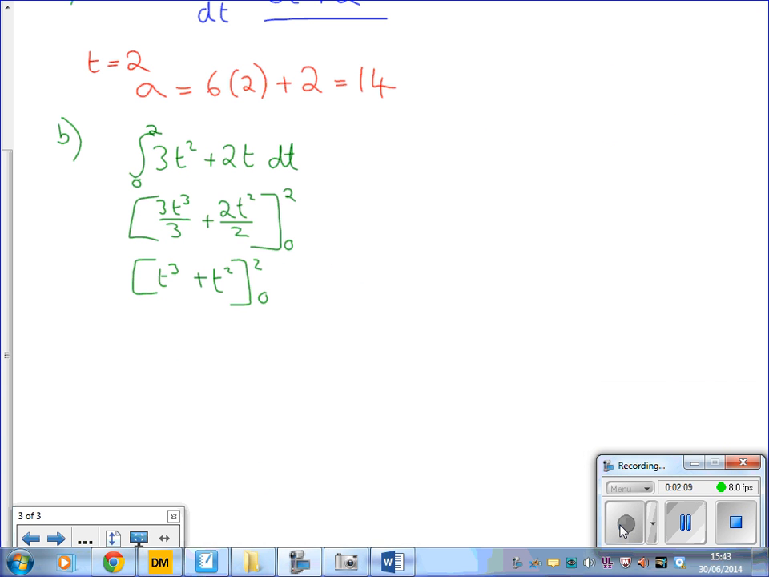So substituting in, first of all, this 2 would get 2 cubed plus 2 squared. Take away, now substituting the 0. 0 is just going to give me 0 there. So 2 cubed is 8, 2 squared is 4, 8 plus 4 can give me 12 for the distance travelled in the first 2 seconds.